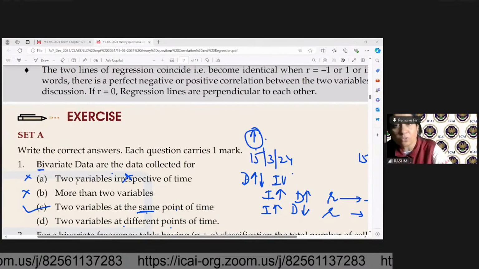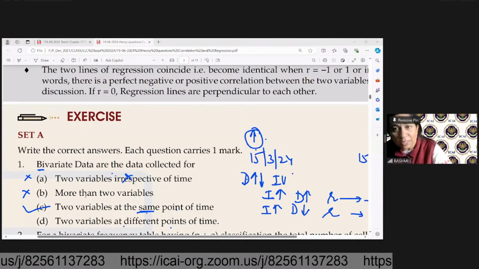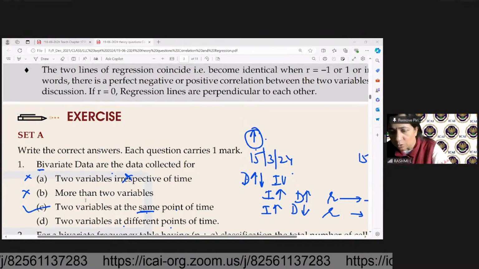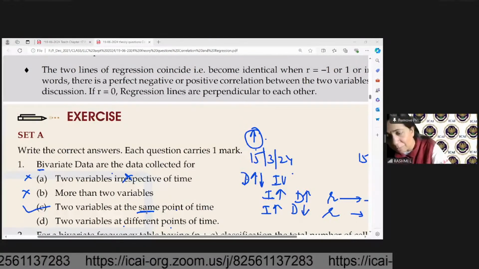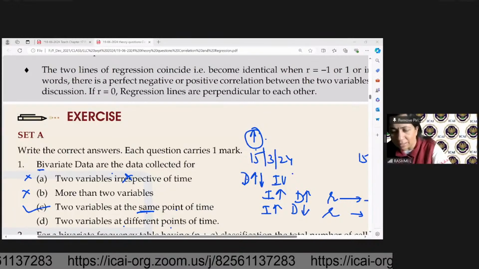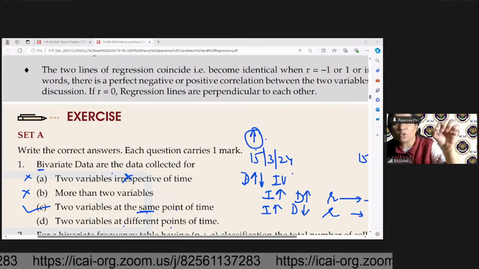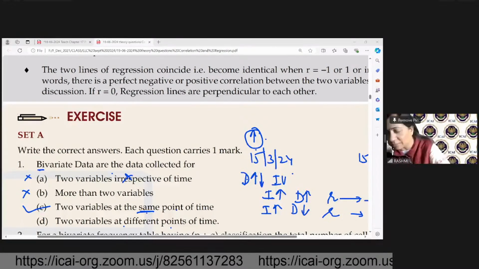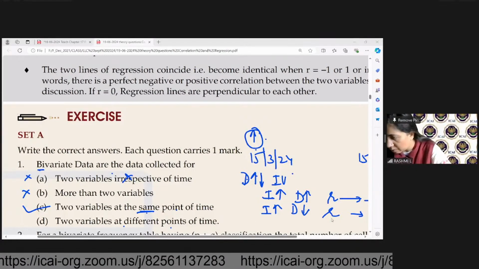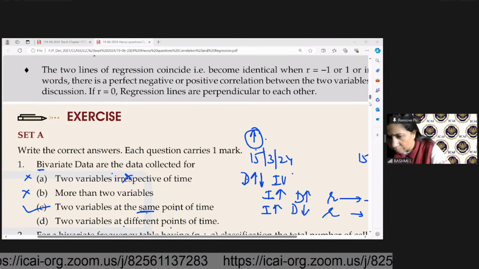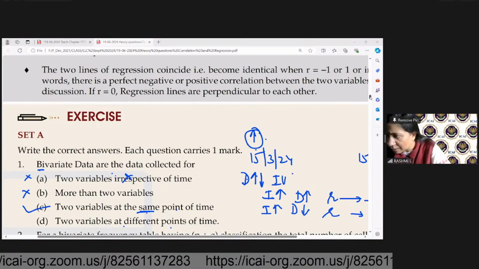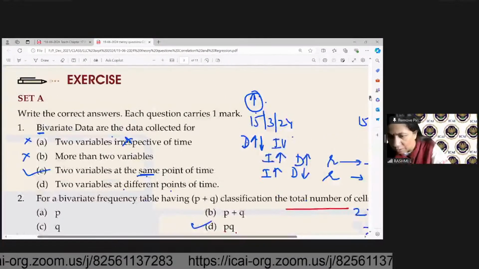So you are talking of two variables. More than two variables? No, because there are two. Two variables at the same point of time? Yes, that will be the answer. Two variables at different point of time? No. Bivariate is talking about two variables at the same point of time. So I'm trying to tell you how to read also, okay?